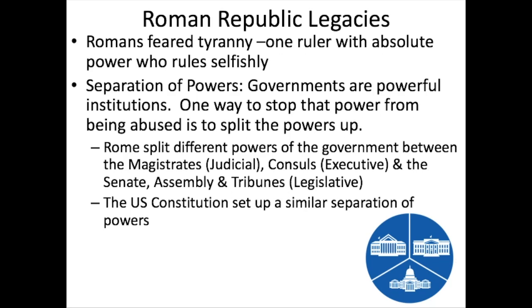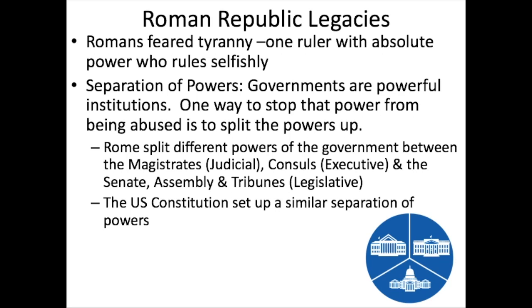They split it up. If you think of a government, it's a very powerful institution. Your government has the power to take money from you, taxes. It has the power to declare war and send you into a violent situation. Governments have the power to take property for the good of the society. There's a lot of power that comes with the government. So one way to try to make sure the government never gets too powerful is to split up those powers.